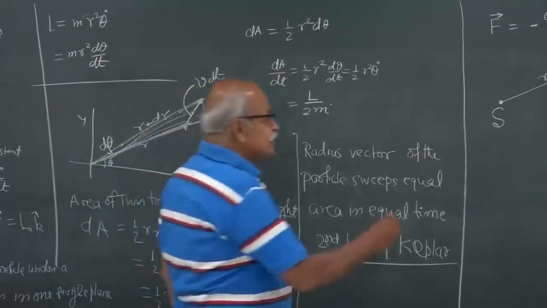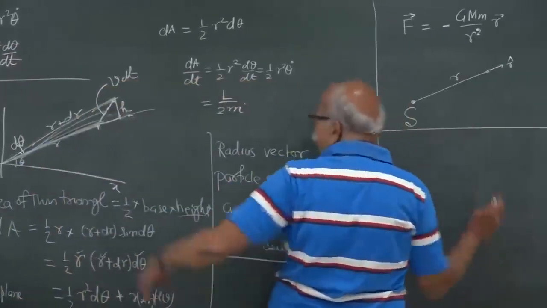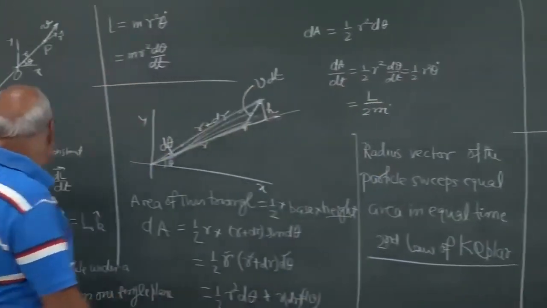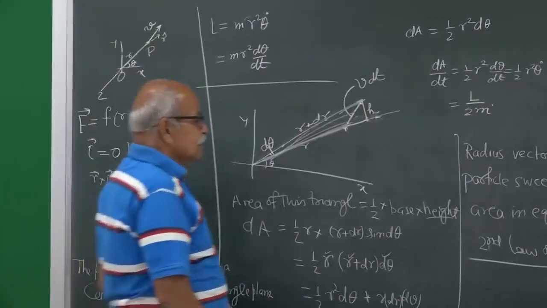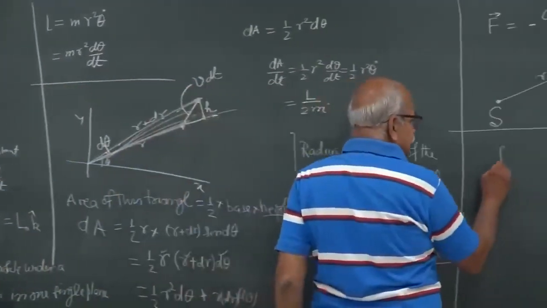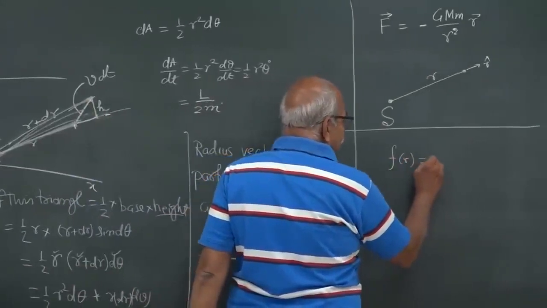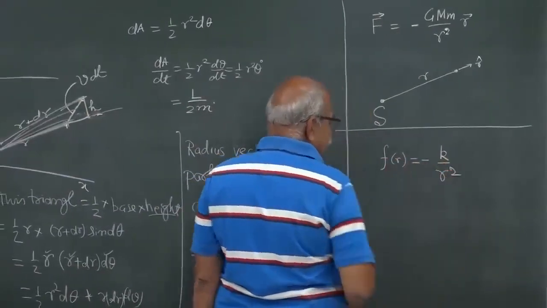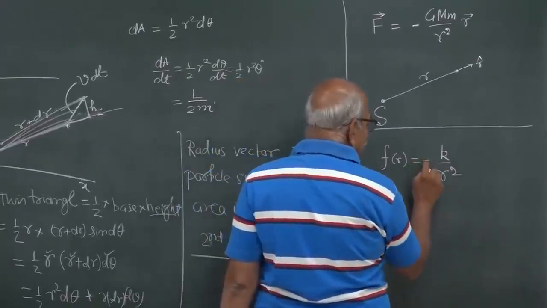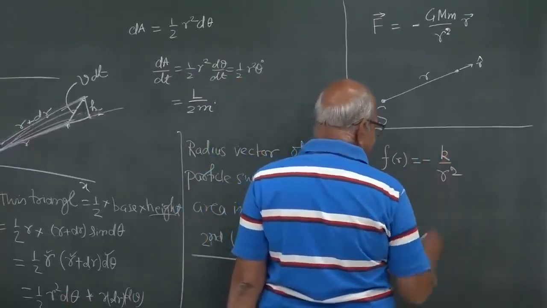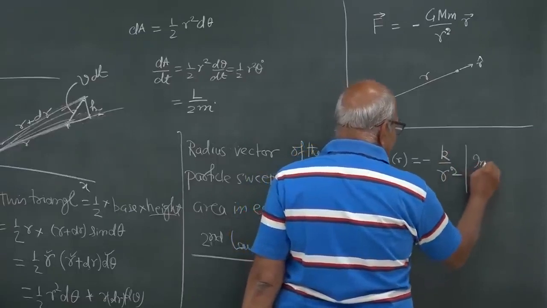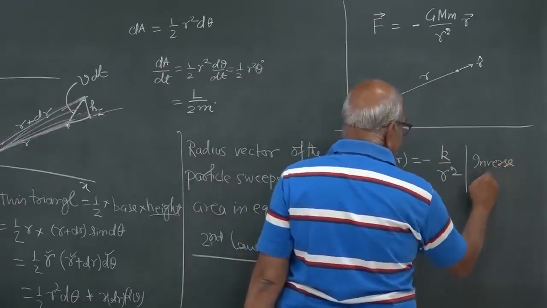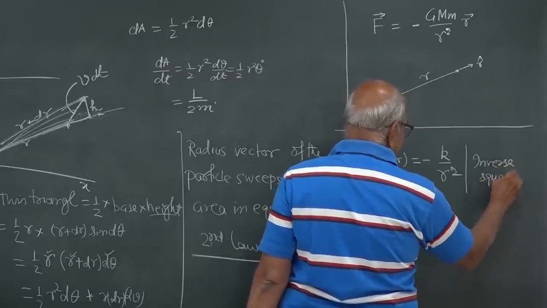So, essentially what we have is this F of small r is of this type. F(r) is minus some constant divided by r square. This is known as the inverse square law.